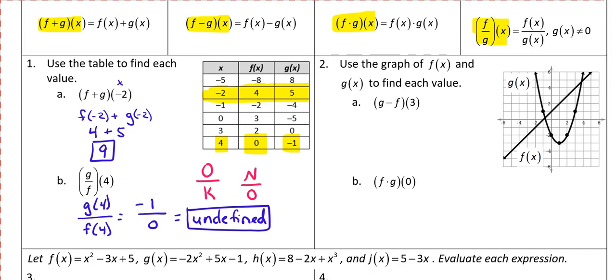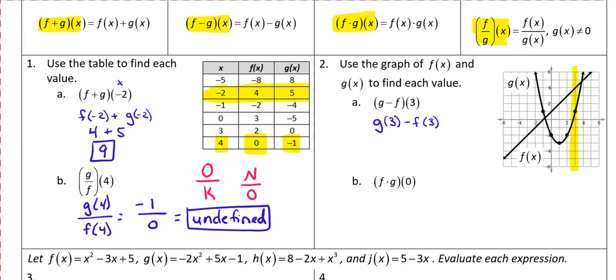Now, what if we have a graph? It's the same thing. We've done evaluating from a graph before, so now we're just going to do an operation from evaluating from a graph. So again, let's look at this in a different notation. So instead of saying g minus f, let's say g of 3 minus f of 3. And so what we're going to do is we're going to go to where x is 3. So x equals 3 is right there. So everywhere on this line is where we're going to be looking. That's where the x values are 3.